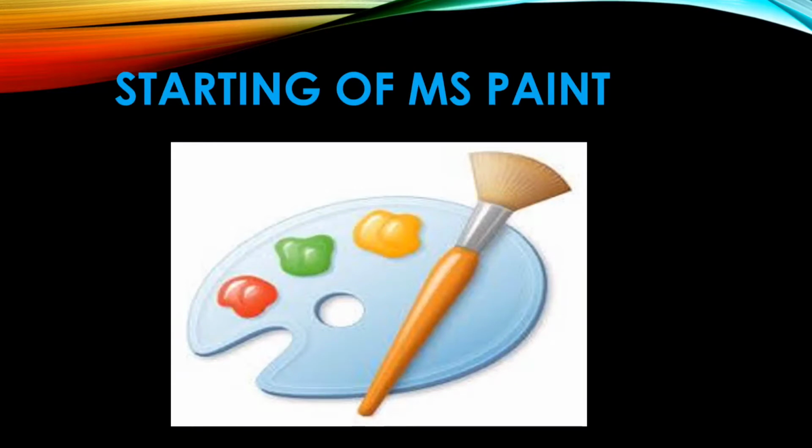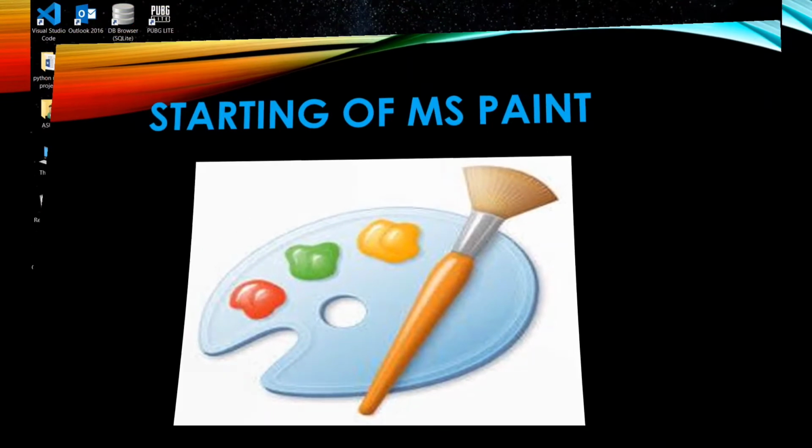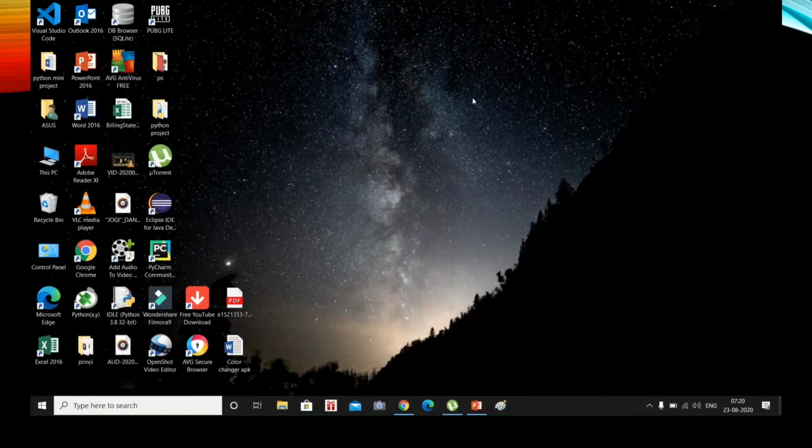Now we will see starting of MS Paint. This is the icon of MS Paint. The picture is given on the screen. This is called the icon of MS Paint. Okay, so I'm showing you with the help of a video how to start MS Paint. This is the desktop area, children. You can see what I'm going to do from the starting.